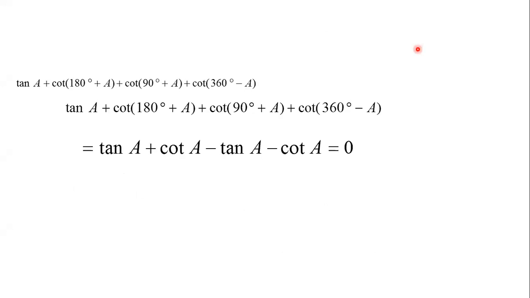So the next question is, we want to find out the value of tan A plus cot(180 plus A) plus cot(90 plus A) plus cot(360 minus A). Now here 180 को हम लिख सकते हैं multiple of 90. 90 is multiple of 1 itself, and 360 also multiple of 90. So 180 is what? 90 into 2 plus A. So even multiple में cot का cot ही रहेगा. So value of cot(2 into 90 plus A) will be cot A, and even में change हो जाएगा.